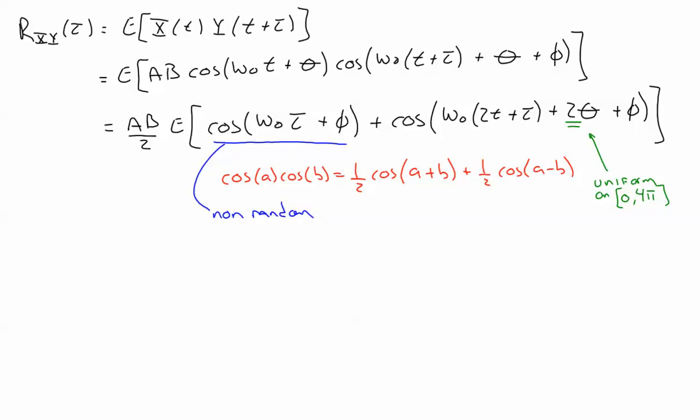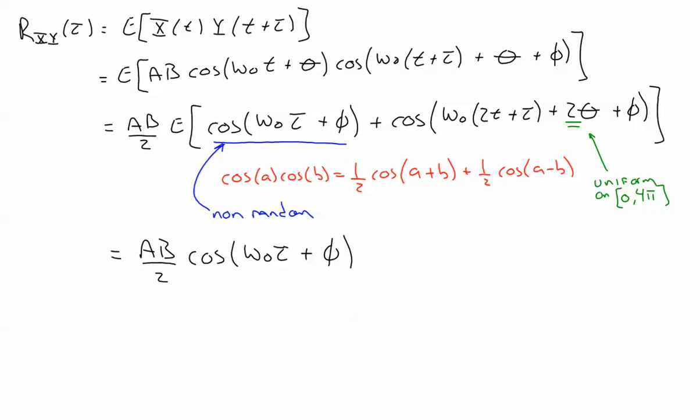All right, my random variable, capital theta, doesn't show up in this first cosine term. So my cross correlation result is then AB over 2 cosine omega naught tau plus phi. Okay? Well, that's not an even function because it's not centered at the origin.